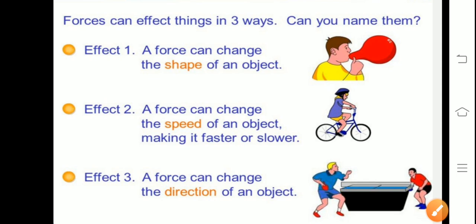Here another topic is forces can affect things in three ways. We can name them. First one, effect one. A force can change the shape of an object. Second one, a force can change the speed of an object, making it faster or slower. Effect 3, a force can change the direction of an object. And beside examples are also given. We can take so many examples.